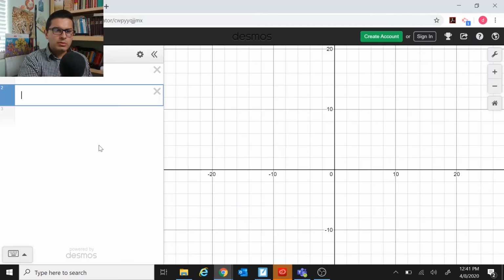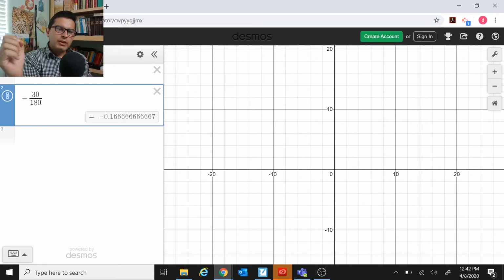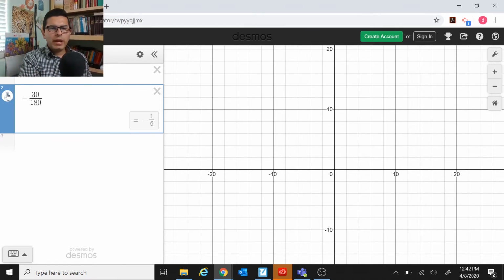So I'm going to go to Desmos, negative 30 divided by 180, and there is a decimal. How do I get rid of the decimal? I don't want a decimal. I want a simplified fraction. How do I get that? Well, this button right over here allows us to toggle back and forth between decimals and simplified fractions. So I have my simplified fraction here.